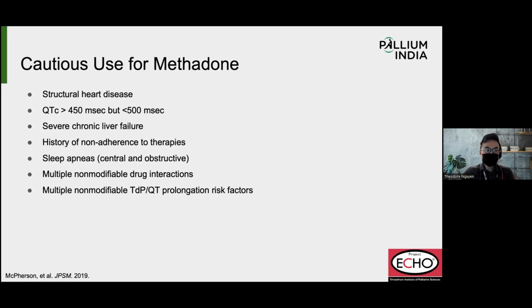For patients that we might be a little bit more cautious, again, not necessarily a contraindication, but this just means we would want to be monitoring more closely or being more conservative when we're doing dosing or titrations. So patients that have structural heart disease, a QTC of 450, but less than 500, patients with severe chronic liver failure, history of non-adherence to therapies, patients with sleep apnea, and that can be central or obstructive, and patients that have multiple non-modifiable drug interactions, and multiple non-modifiable torsades or QT prolongation risk factors.